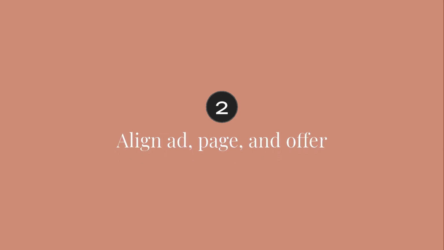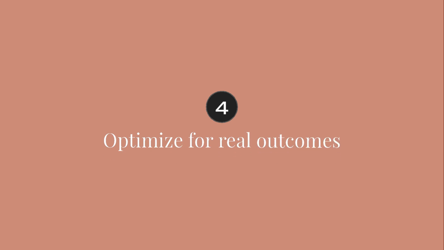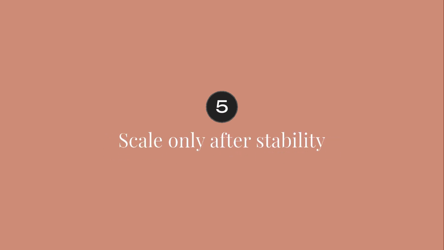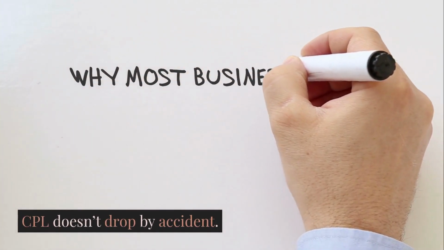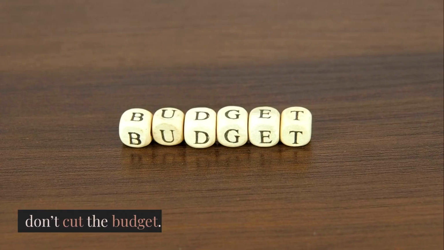How top marketers stabilize CPL. Here's the playbook. Fix intent first. Align ad, page, offer. Refresh creatives consistently. Optimize for real outcomes. Scale only after stability. CPL doesn't drop by accident. It's engineered. If your cost per lead keeps rising, don't cut the budget.